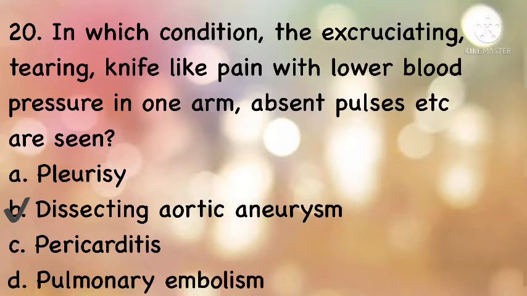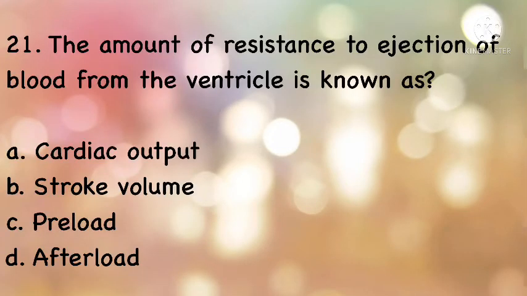Correct answer is B, dissecting aortic aneurysm. The amount of resistance to ejection of blood from the ventricle is known as: cardiac output, stroke volume, preload, afterload. Correct answer is D, afterload.